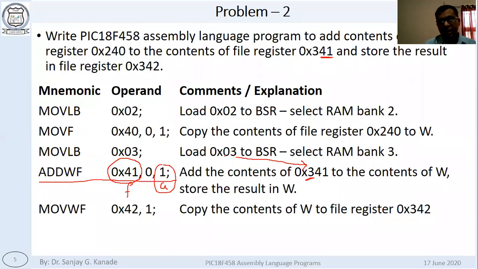See, BSR was made 3. So when we say A is equal to 1, it takes the value of BSR as it is into the upper 4 bits of the file register address, and the lower bits are taken from this F directly. Okay, so this is how the address is created.